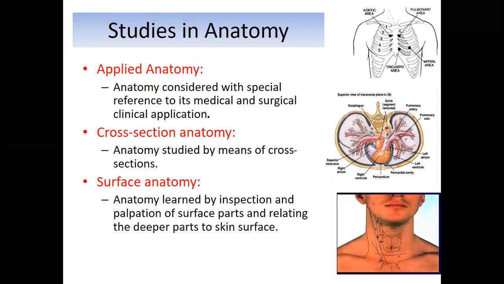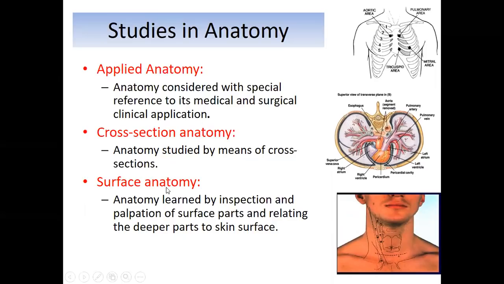Okay, now we're going to proceed with the next one, cross-sectional anatomy. What is cross-sectional anatomy? It is anatomy studied by means of cross-sections. So we try to cut the body into several sections, and we learn the anatomical parts of the body based on those sections. Okay, that is cross-sectional anatomy.